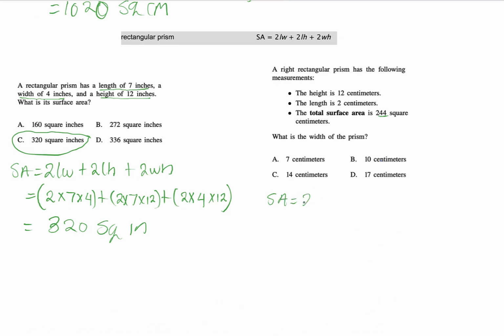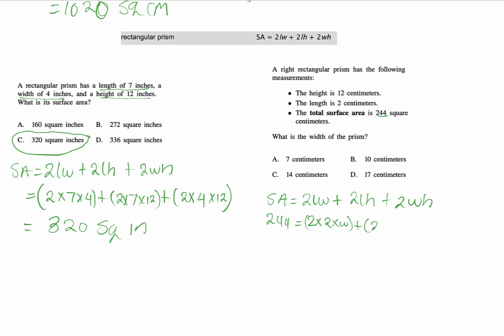So SA equals 2LW plus 2LH plus 2WH. And I'm going to start replacing everything by their numerical value. Now I know the surface area is 244. So I know 2. I know the length is 2. I don't know the width, so I'm going to keep the W.